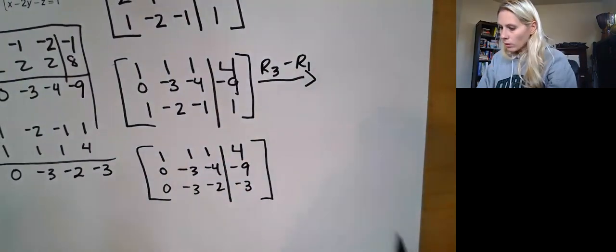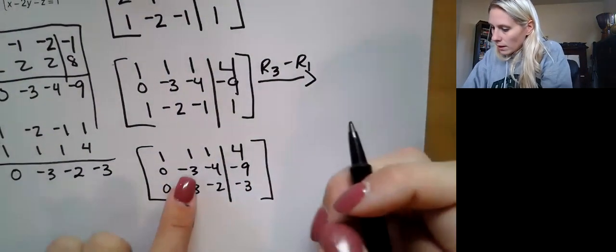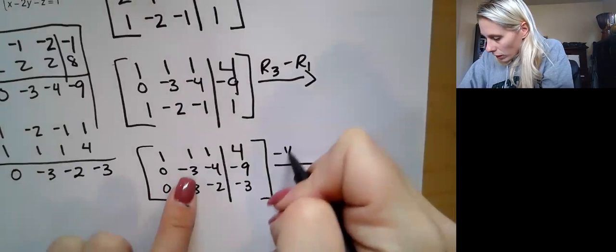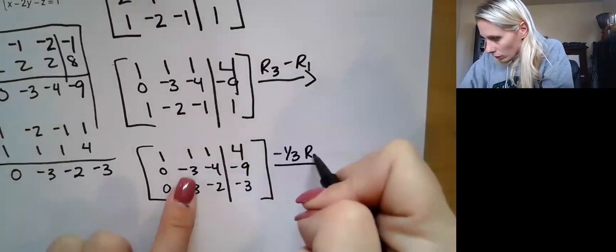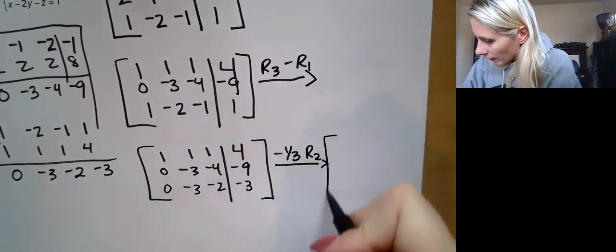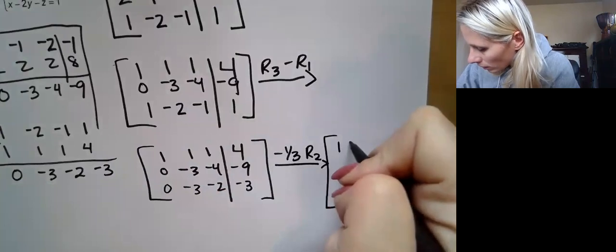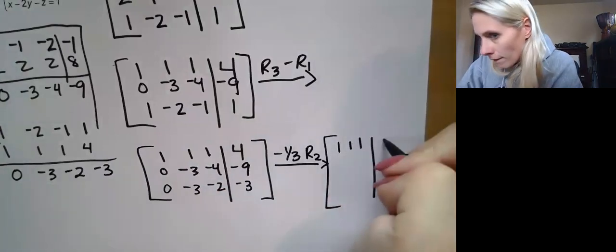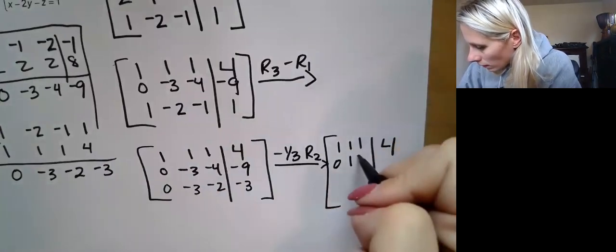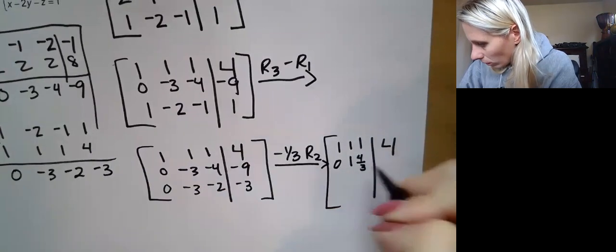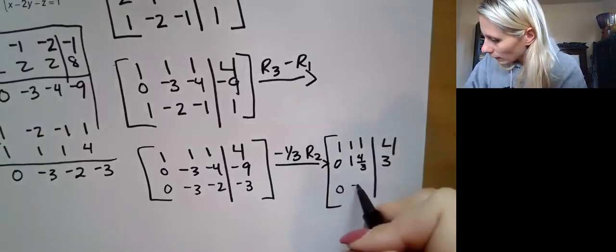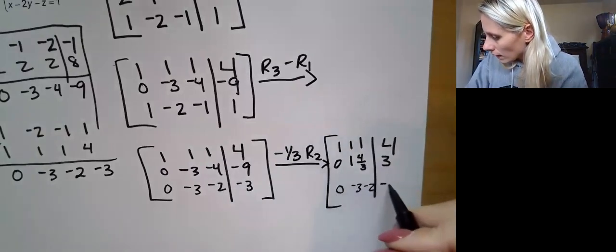Okay, now let's divide row 2, or multiply, right? So by -1/3, row 2. Okay. I'm going to see if I can stick it here to give me more space. Okay, guys? 1, 1, 1, 4, 0, 1, 4/3. Ooh, that looks terrible. 3. Okay. Then we have 0, -3, -2, -3.